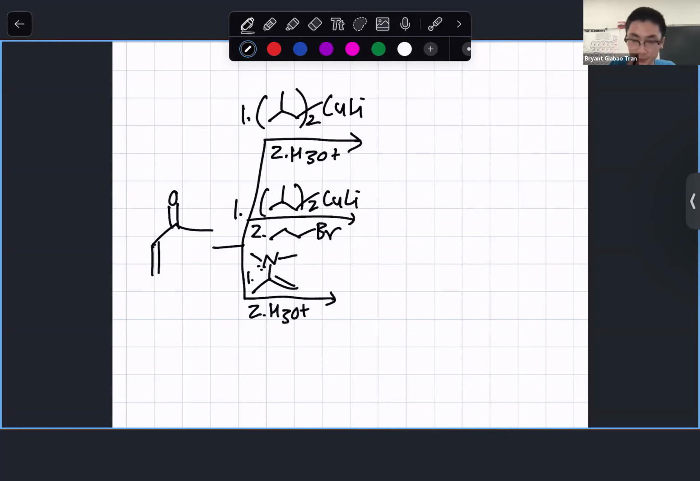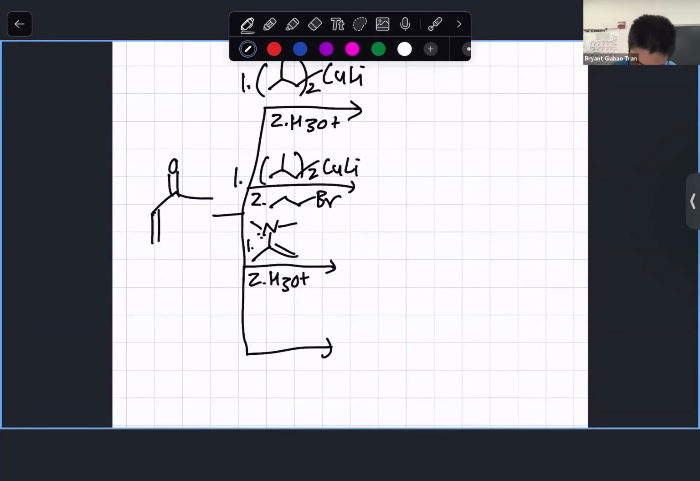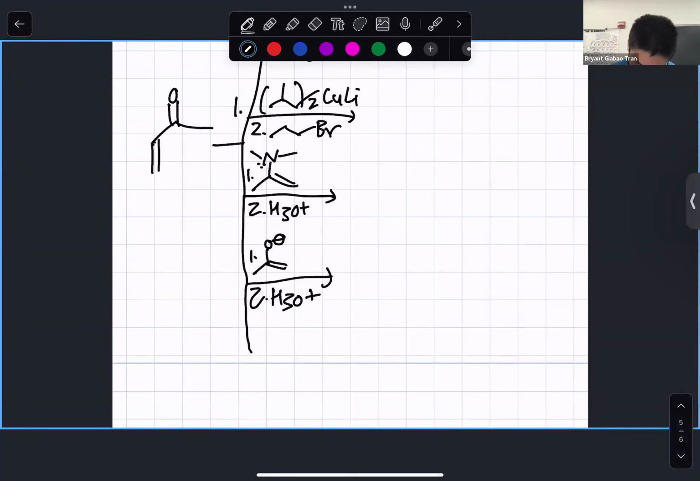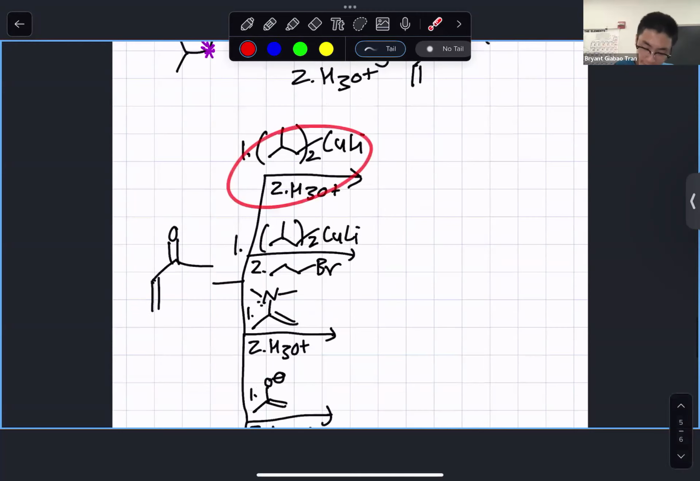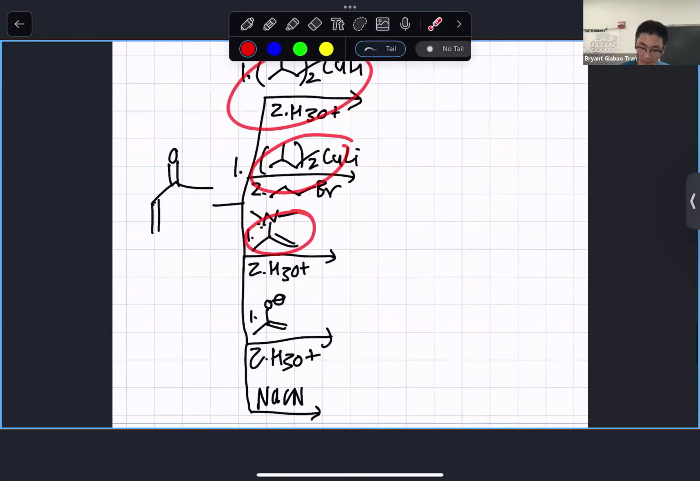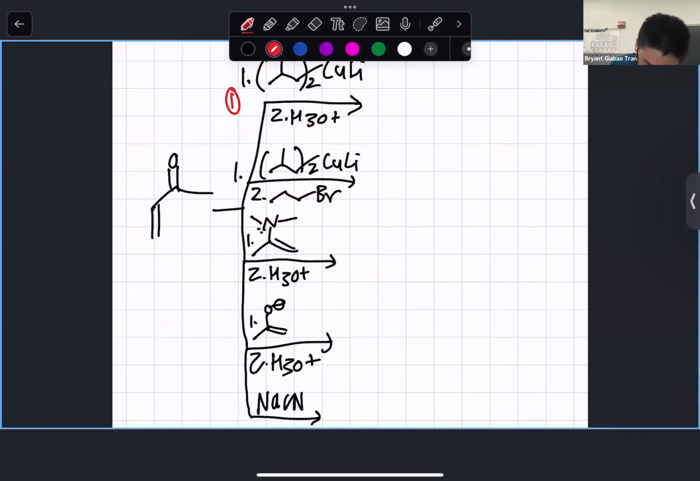We could even use an enolate, which is probably the common one for this chapter, enolate and enamine. Let's say this one, first step, second step, H3O+. We could do NaCN, or this NaCN here could also be hydroxide, OH minus, OR minus, but that's like every other nucleophile. These ones here are the weird ones, the Gilman, enamine, and enolate. Let's label these reactions 1, 2, 3, 4, 5.